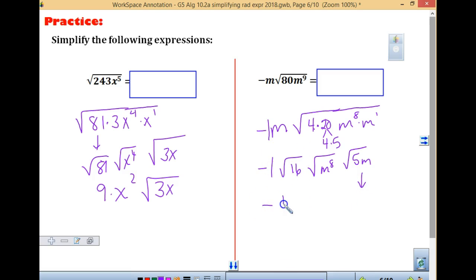Square root of 16 is 4. Square root of m to the 8th is m to the 4. Remember, this m to the 8th, what does that mean if you have the square root of m to the 8th? That means m to the 8 over 2, right? 8 divided by 2.